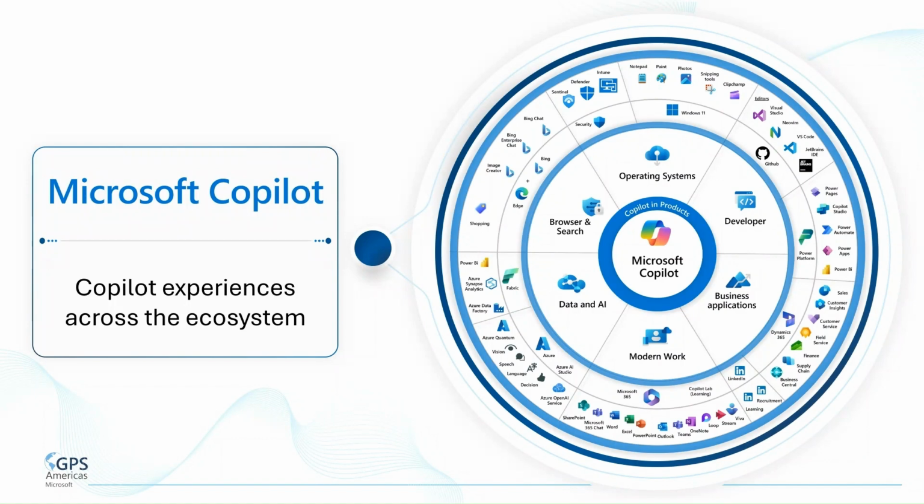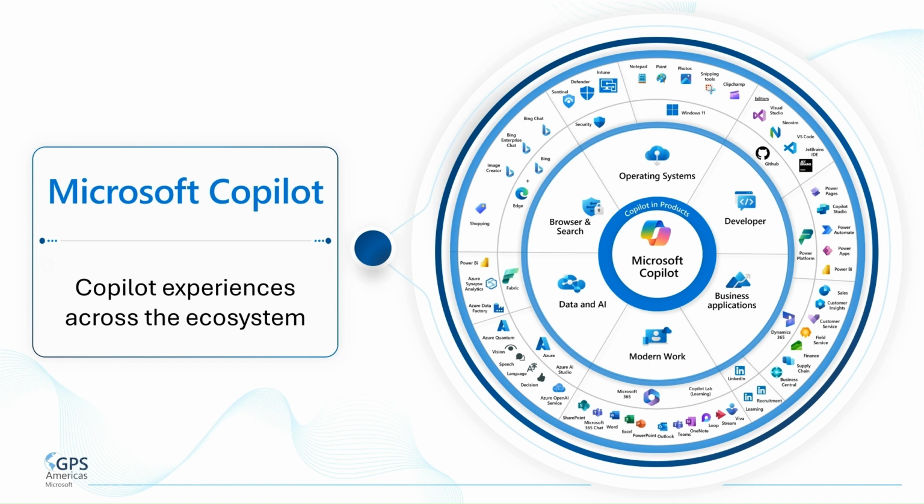When it comes to Microsoft Copilot, we have a Copilot experience across the entire ecosystem. And at the heart of this pinwheel is the Microsoft Copilot that crosses many different solution areas within the Microsoft platform. We can see the platforms when we start talking about the developer experience, operating systems, business applications, modern work, data and AI, and browser and search. But if we go one circle out, we now see the different products that we share and our end users leverage on a daily basis. And within those platforms, we can see the different applications that run.